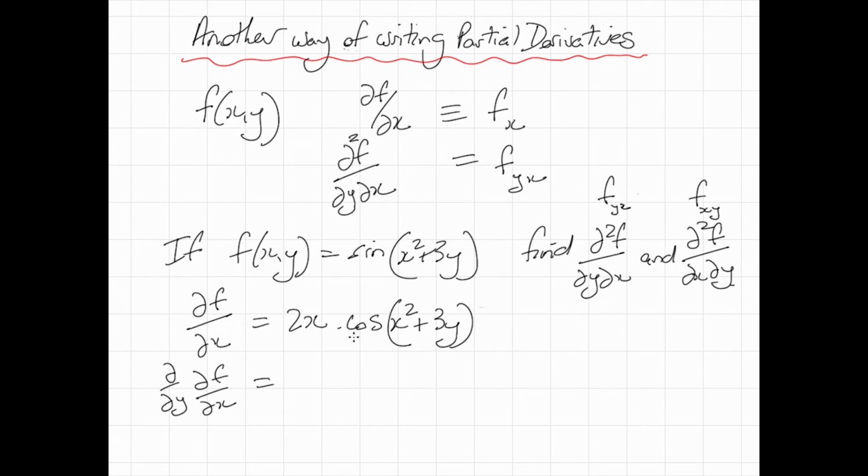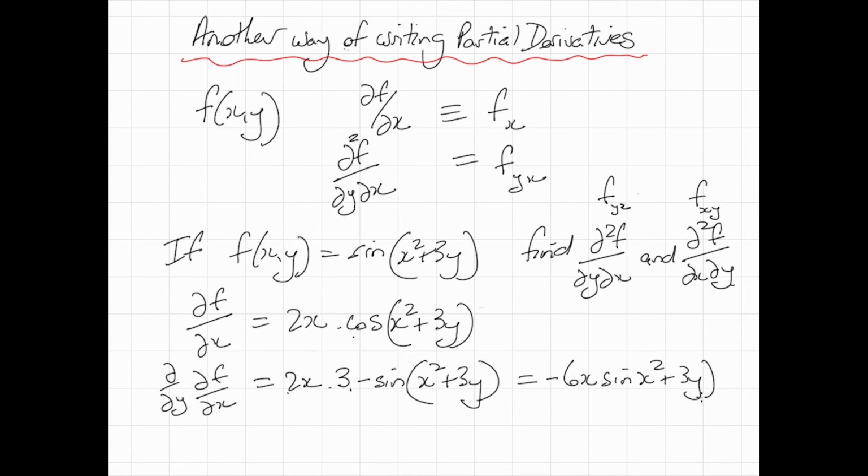With respect to y, once again, we've got a chain rule, so I've got to find the diff in. When I diff in the bracket, I get a 3. The derivative of cos will be negative sine of x squared plus 3y. And when I knock this into a bit of shape, 3 times 2 is 6, the negative can come out front: negative 6x sine of x squared plus 3y. Okay, so I've done that one.